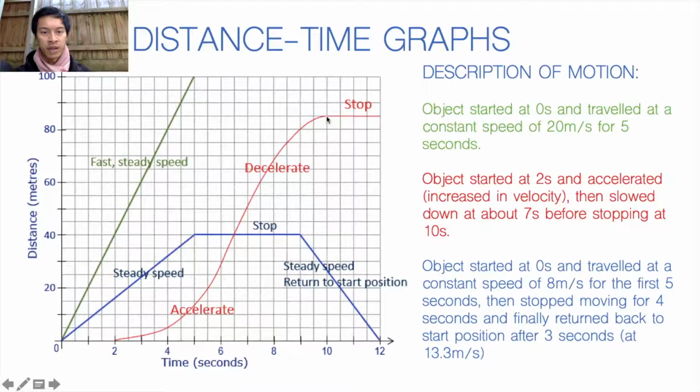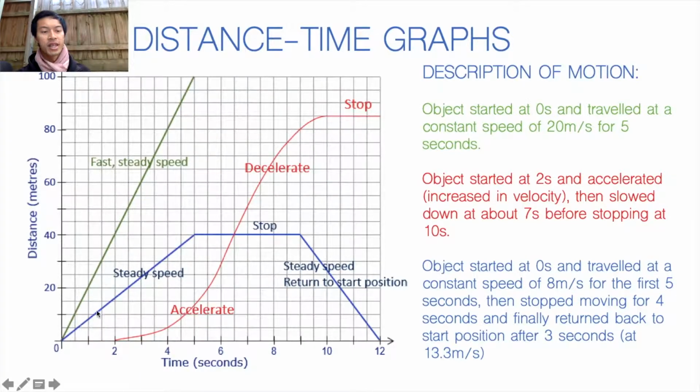Yeah, and so you can probably speculate that this is an increase between lights, where the object from the lights at the red light will increase, and then when it encounters the next set of lights, it will slow down again until it stops just before the lights at 10 seconds. Okay, so the object started at 2 seconds, accelerated, then slowed down at about 7 seconds before stopping again at 10 seconds. Right. Now the blue one's quite interesting because you've got 3 different types of motions here.